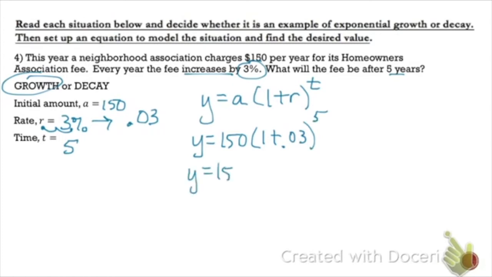Now let's do parentheses first. Now grab your calculator. So think of order of operations. Take 1.03 and raise it to the 5th power first, then take it times 150. This is a money answer, so since we weren't told differently, we're just going to round to cents. That means 2 decimal places. So $173.89.